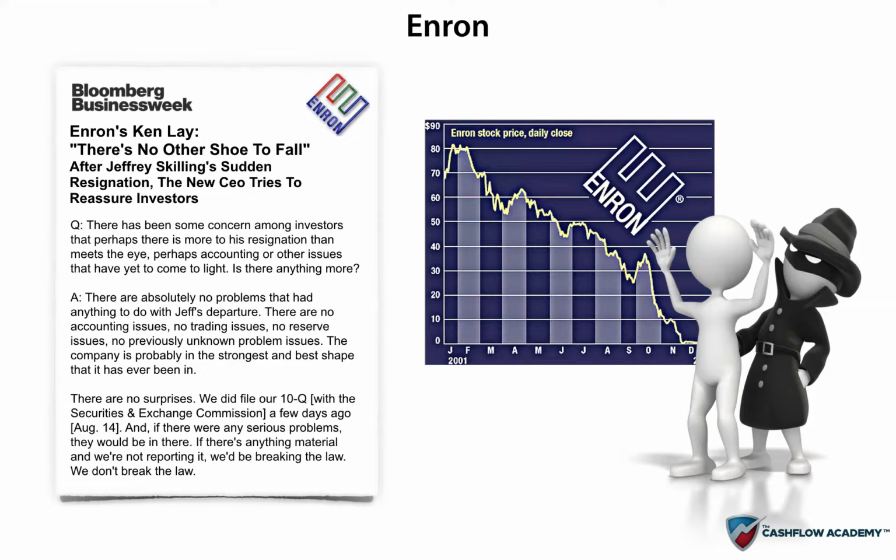And interesting stuff here. The head guy, Jeffrey Skilling, steps down. He resigns. And that's the captain leaving before the ship sinks right there. And the guy that took over was quite a character. His name was Ken Lay. And so he's in a press conference here, and Bloomberg published this, and they say, hey, here's the question, Ken Lay. There's been some concern among investors that perhaps there's more to his resignation, meaning Jeffrey Skilling, than meets the eye.